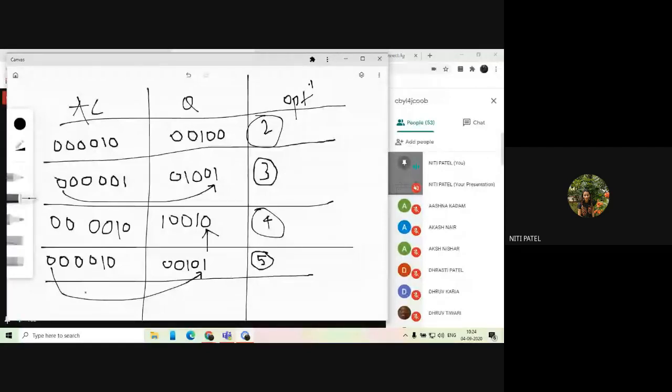So what is my remainder? The remainder will be the contents of AC. And what is my quotient? My quotient is the contents in Q. So the result of 17 divided by 13 is: remainder 00010 and quotient 00101.